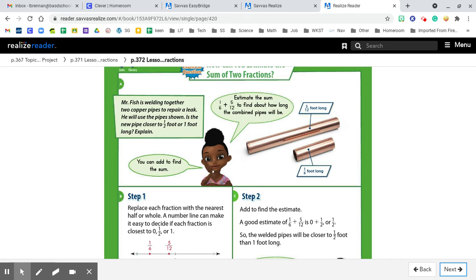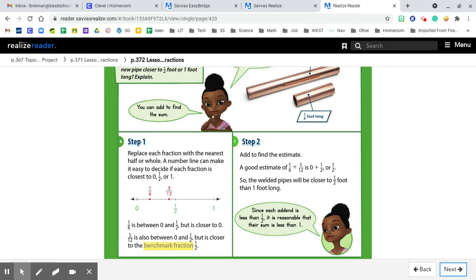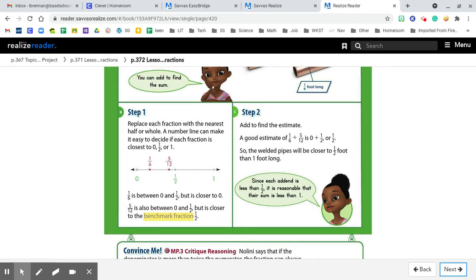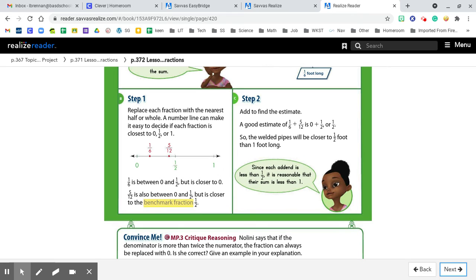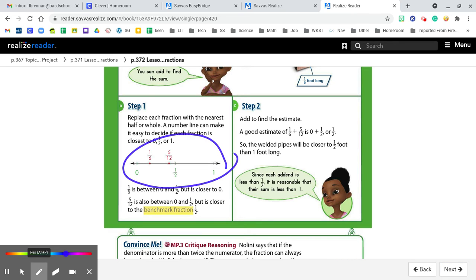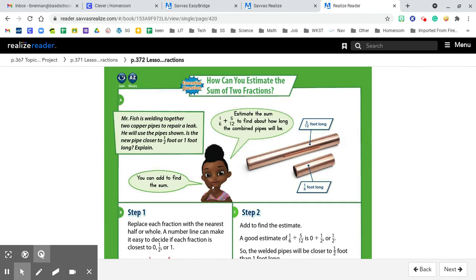And explain. So step 1, they're using a number line to help them. They're making a number line, and they want to know if it's closer to a 1/2 foot or 1 foot long. What they decided to do, sorry, I'm bouncing around here, was to make a number line that went to 1, because that's their greatest value they're looking for. Let me get this back here. I can't see the problem. Hang on. There we go.